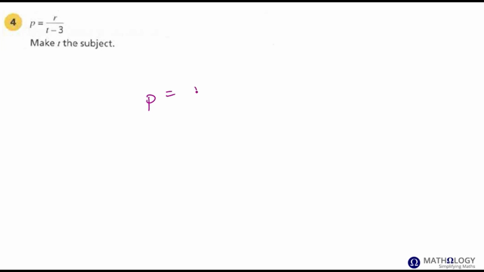Given P equals R over T minus 3, we want to make T the subject. Now T is part of a denominator. So the first thing we need to do whenever we have a fraction, and we're looking for the subject which is actually part of the denominator of that fraction, is remove that denominator. So we're going to multiply both sides by T minus 3. Whatever that denominator is, we multiply both sides by it to remove the denominator.